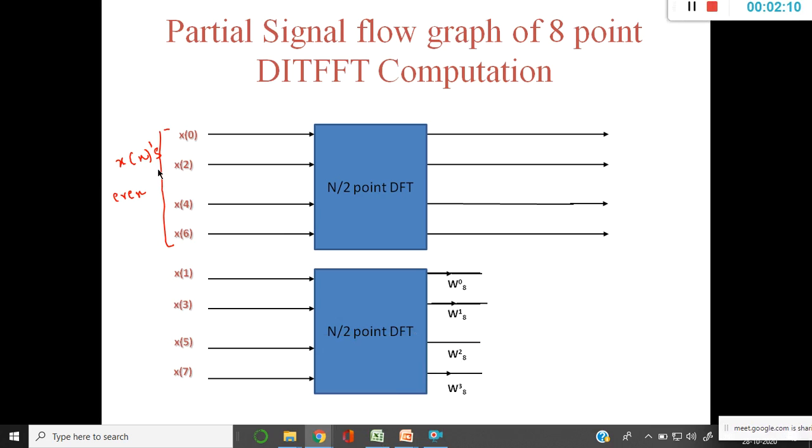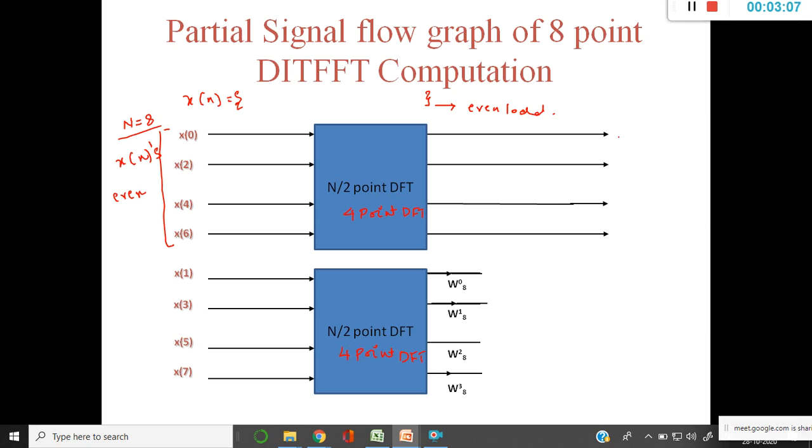Given any x of n, the entire x of n is divided into the even sequence and the odd sequence. Now assume that I have chosen N equal to 8 point DFT. When I say 8 point DFT, I am going to get the first four samples as the even sequence, 0, 2, 4, 6, which is nothing but a 4 point DFT. So I'll calculate the 4 point DFT first. Then once again, I use a 4 point DFT to calculate the rest of the odd sequence, x of 1, x of 3, x of 5 and x of 7.